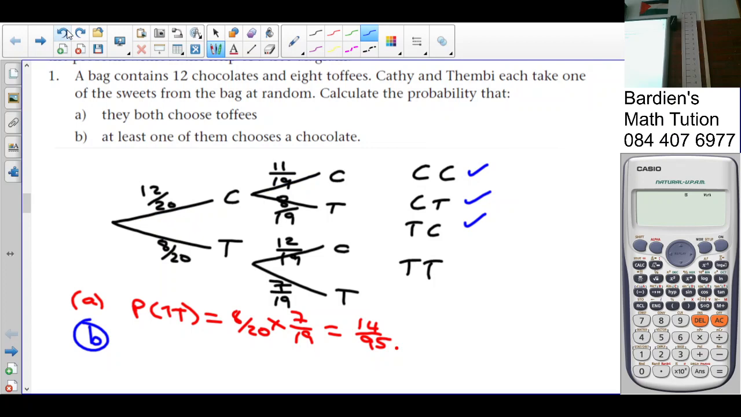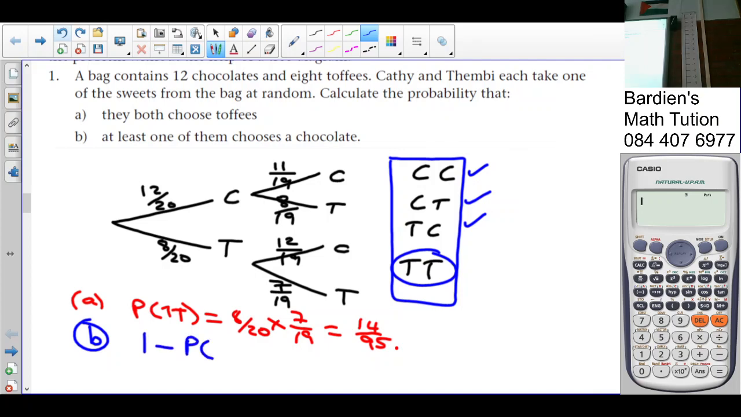I can use the complementary rule, because this is the only one that's not accounted for. All these probabilities will always add up to what? 1. So I can then just say it's 1 minus the probability of toffees. I've calculated that already. So it's 1 minus 14 over 95. That gives us an answer of 81 over 95. Is that correct?